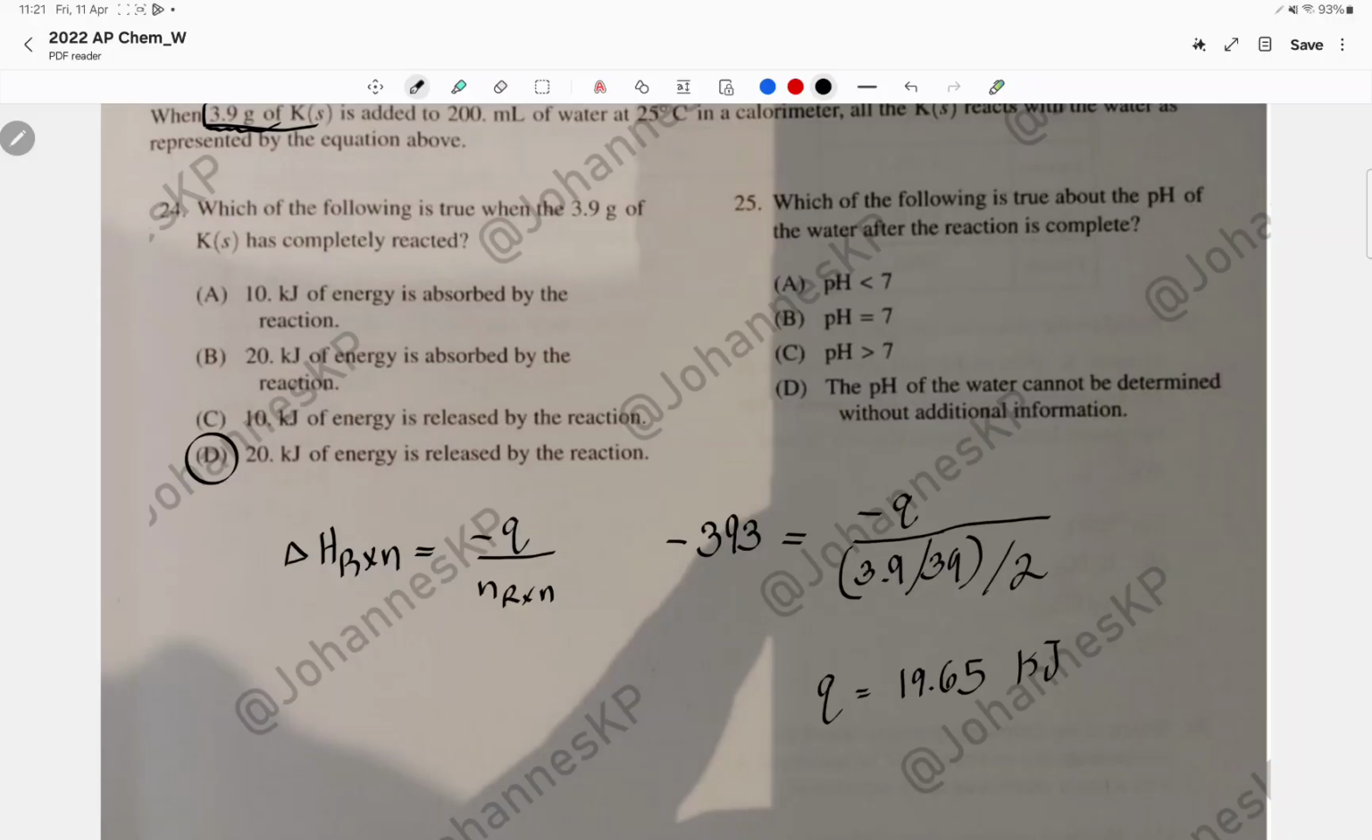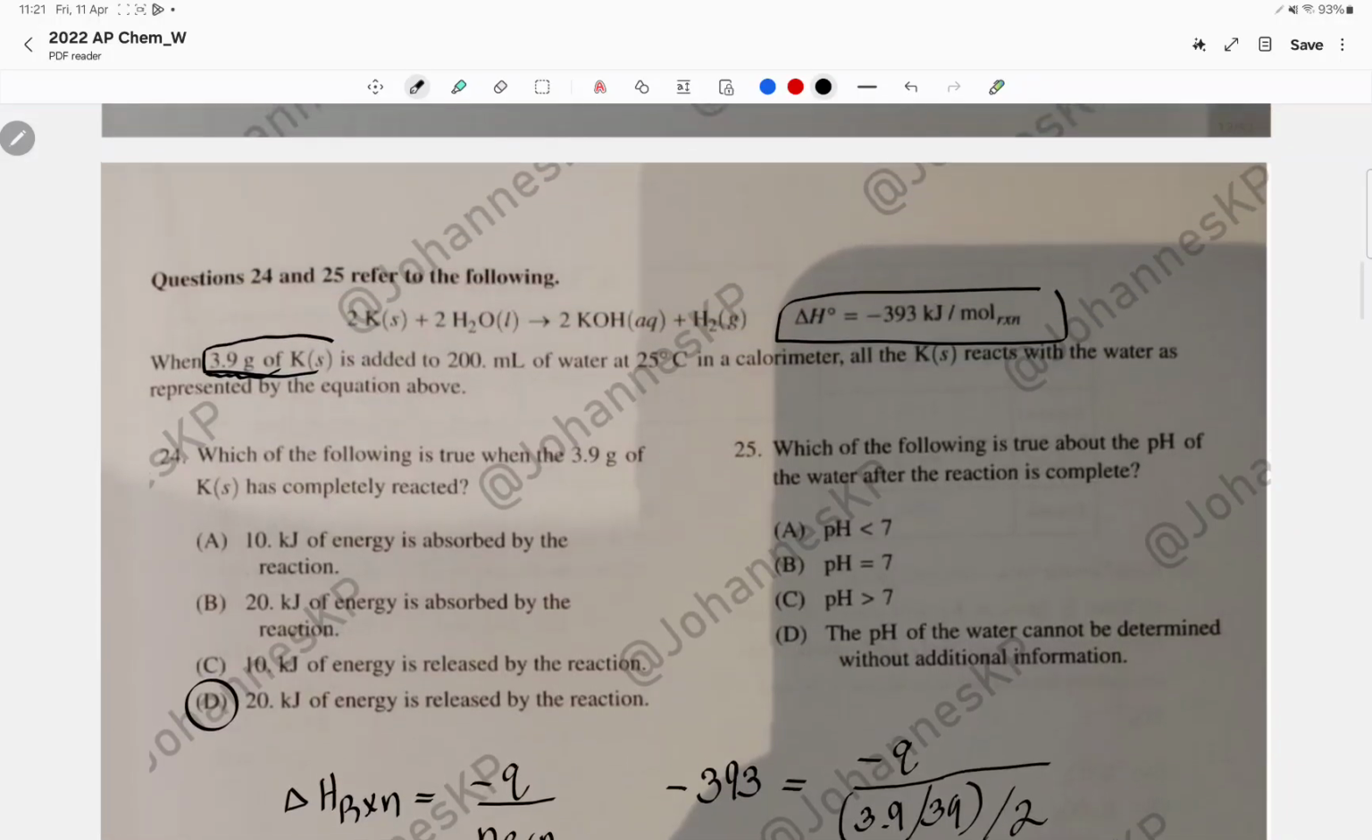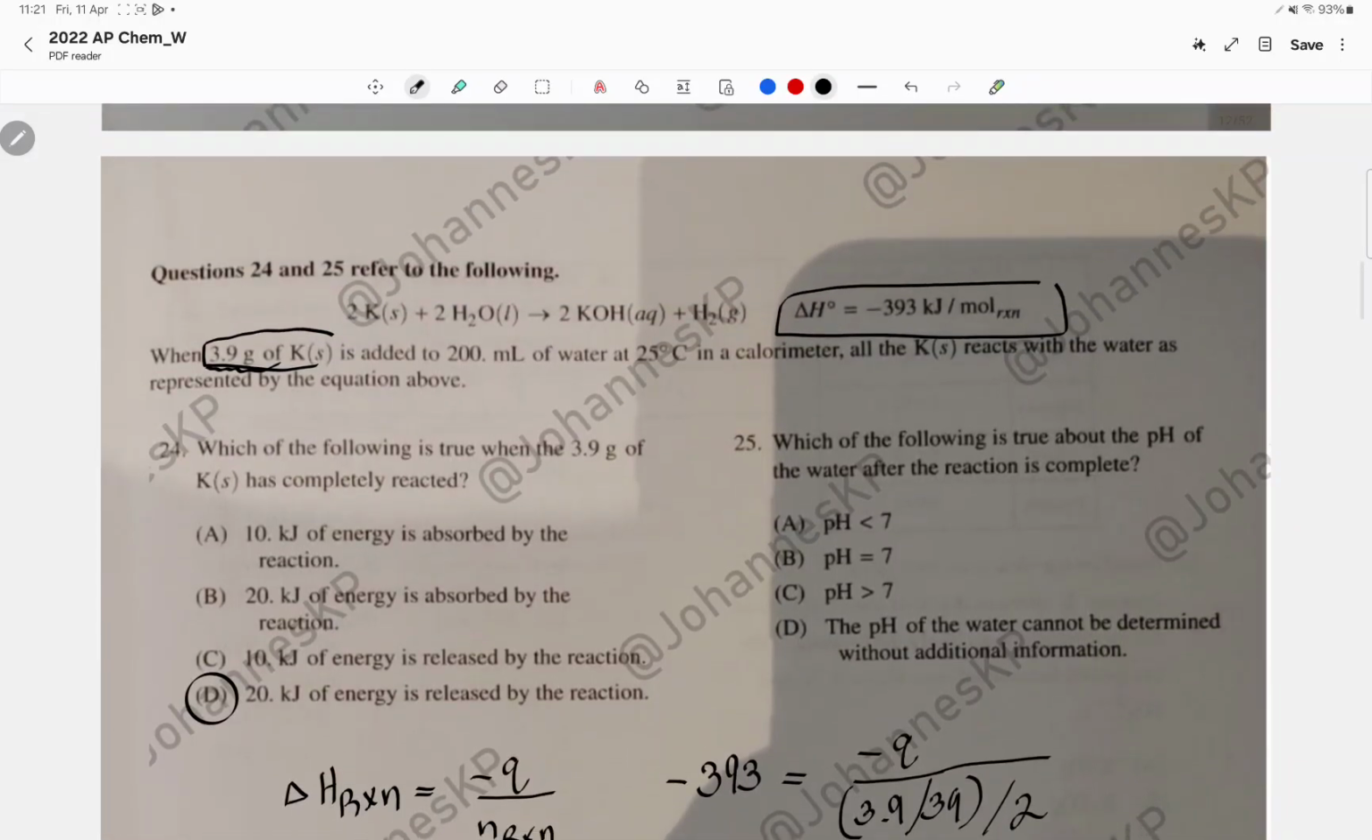But how can we know that it's absorbed or released? Basically delta H is negative, right? If it's negative, that means what? Exothermic. So it has to be released to the environment, right? Of course, to the environment. Good.